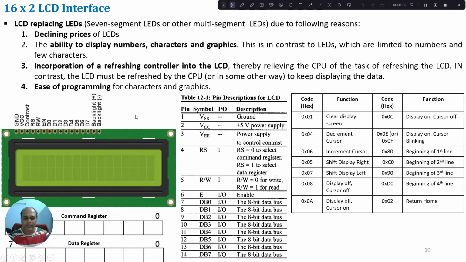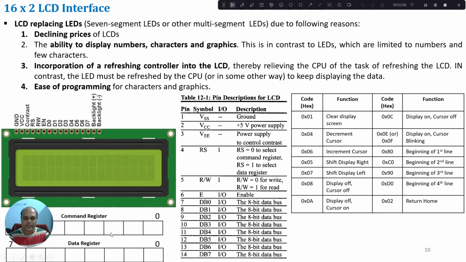When a CPU wants to send some data to an LCD, it will send the data through D0 to D7. The information transferred from the CPU to the LCD can be a command or it can be data. So how will the data transferred from the CPU through D0 to D7 be recognized as a command or data? RS stands for register select.